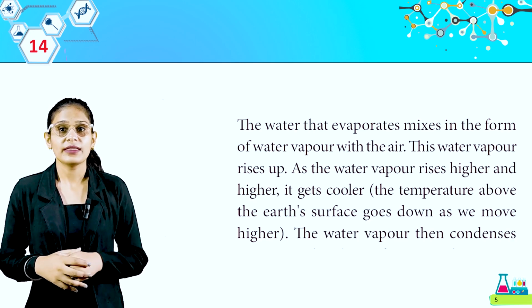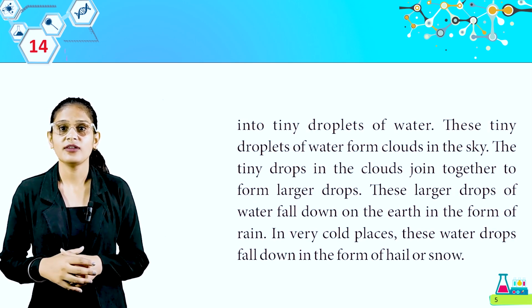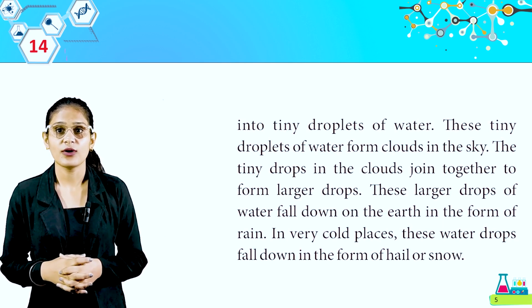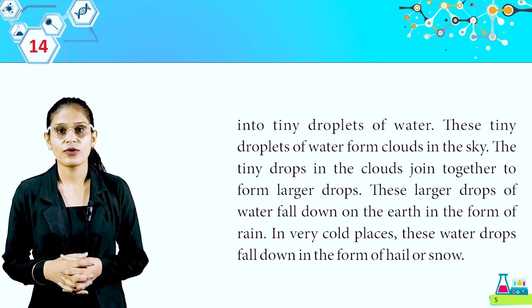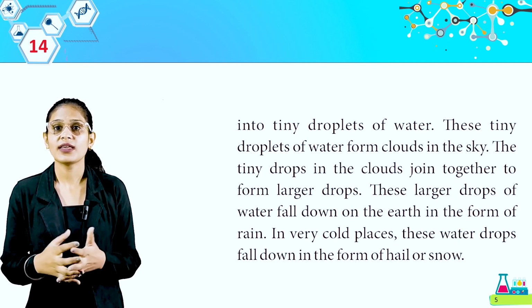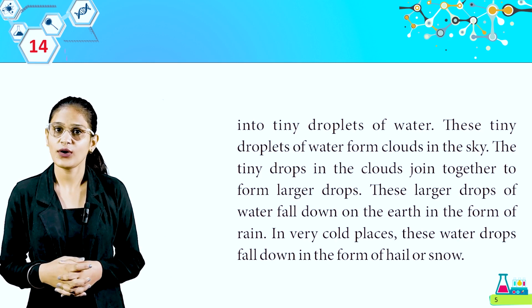The water vapor then condenses into tiny droplets of water. These tiny droplets of water form clouds in the sky. The tiny drops in the clouds join together to form large drops. These large drops of water fall down on the earth in the form of rain. In very cold places, these water drops fall down in the form of hail or snow.